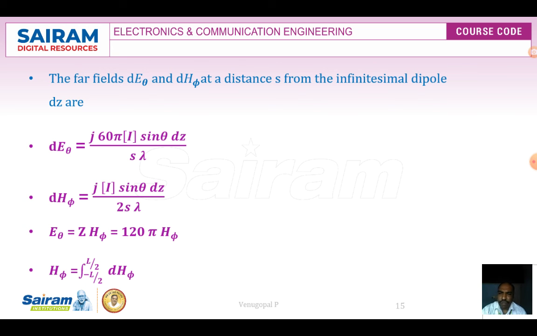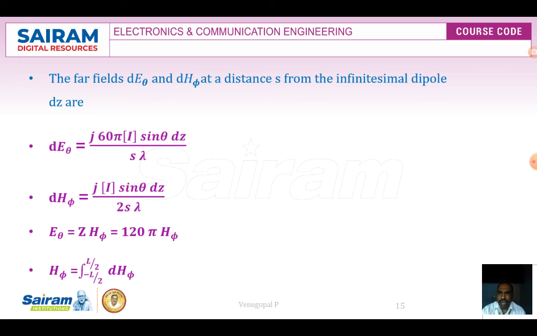First find out what is H phi. H phi is the far field component along the phi direction. This is the far field component related to the magnetic field, that is, the magnetic field which is in the direction of phi. So first find out H phi. So what is H phi? H phi is obtained by integrating dH phi.